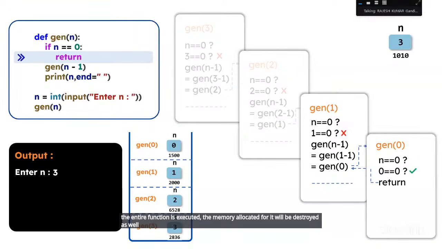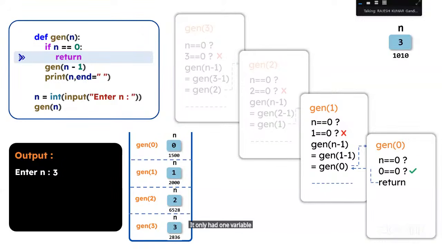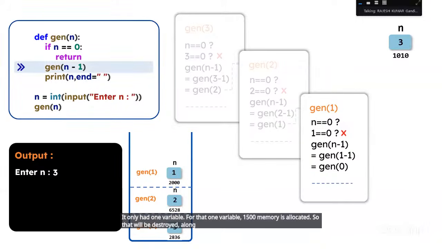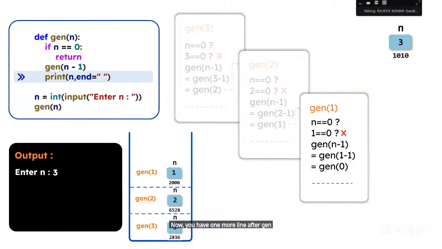So what is the memory allocated to gen of 0? It only had one variable. For that one variable, 1500 memory is allocated. So that will be destroyed along with that function, like it never existed. Okay, I snapped it and it turned to this. That's it, done. So you came back to gen of 1. Now you have one more line after gen of 0. What is that? Print n.